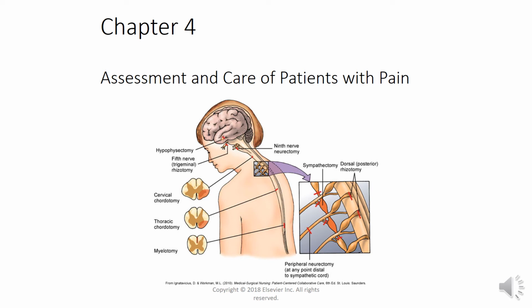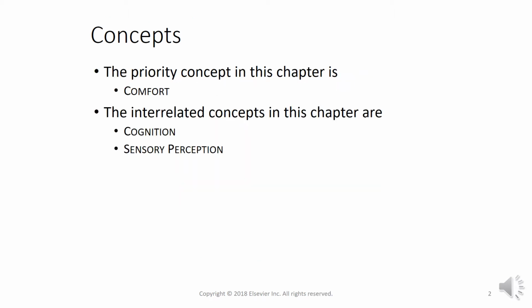Welcome to Unit 5. This is Chapter 4, and we're going to talk about pain in this chapter, how to assess and care for patients with pain. The priority concept we're going to talk about in this chapter is, of course, comfort. That goes with dealing with pain and helping people to tolerate their pain and treating pain. The interrelated concepts in this chapter are going to be cognition and sensory perception as it relates to pain.